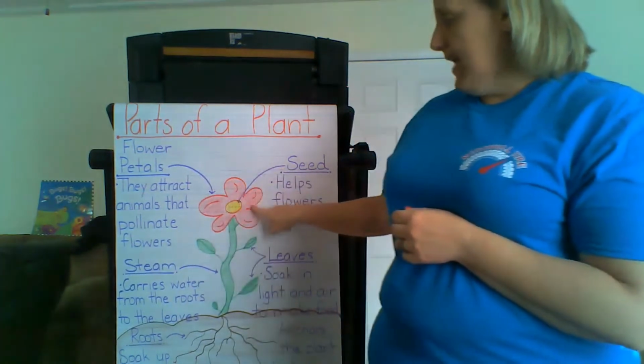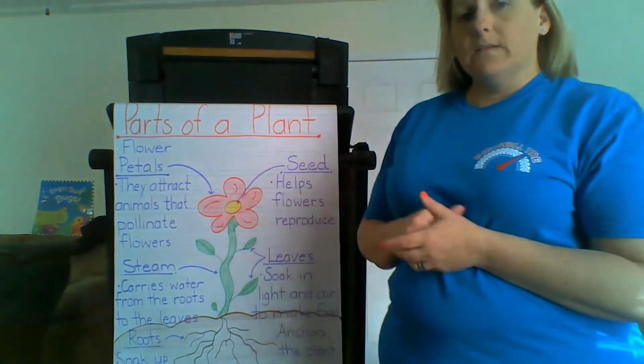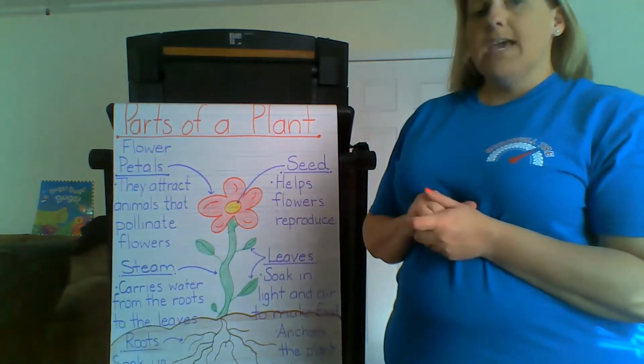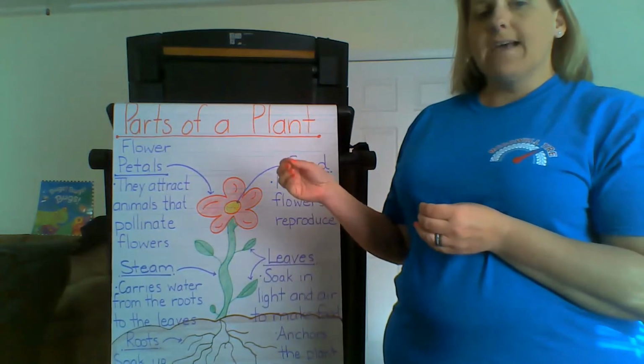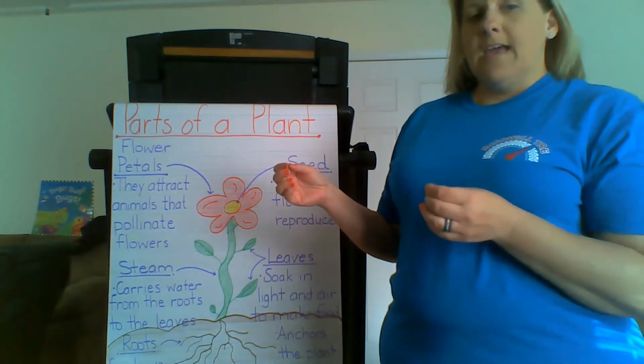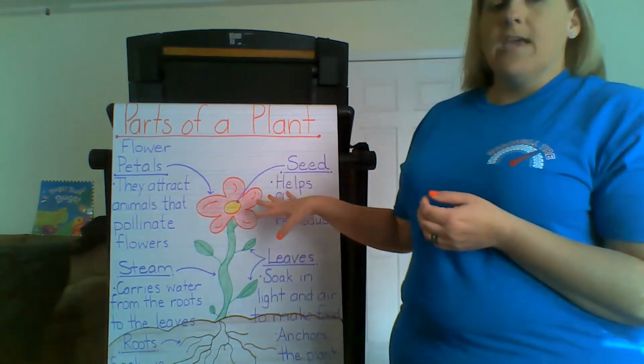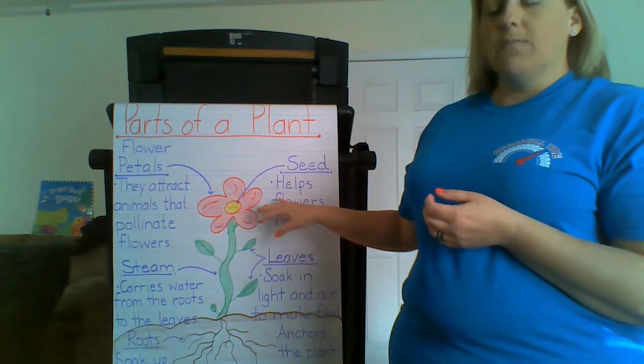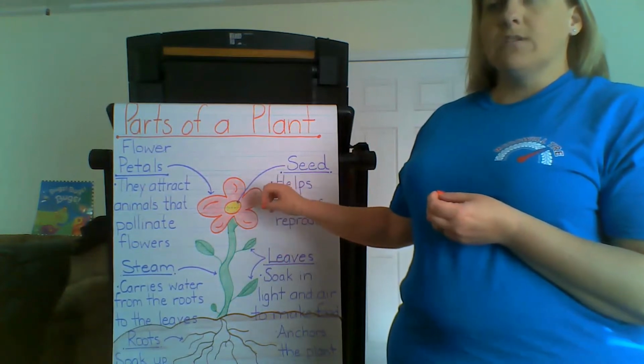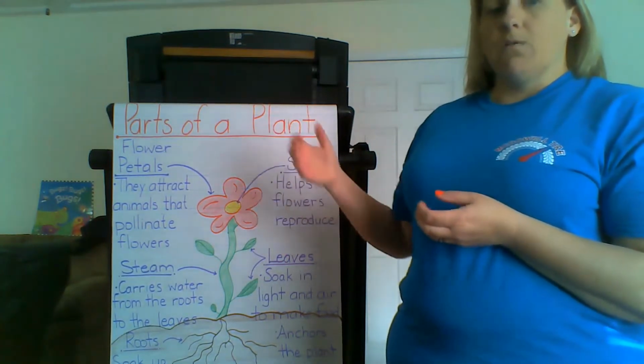Then let's go over here. We have the flower, or the petal of the flower. And what this does is it attracts animals, and the animals or the insects like the butterflies and the bees, they land on there and they pollinate the flower. They help give it the food it needs, the nutrients it needs to help grow.